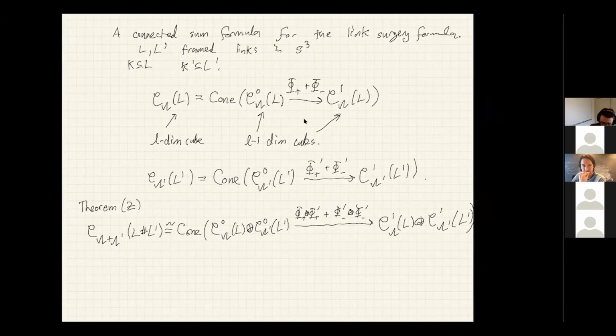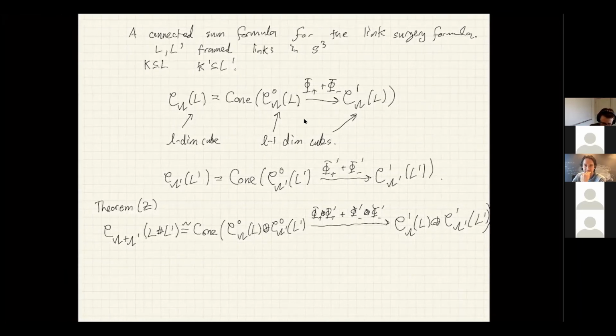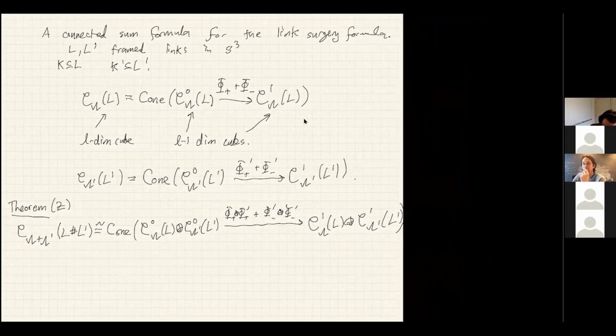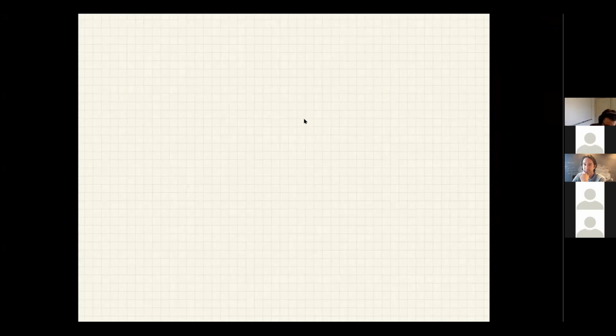So this is the connected sum formula. And so how do we put the pieces together? What is the main idea of this isomorphism? I'll say a little bit about this and I'll probably wrap up. So the Hopf link complex.